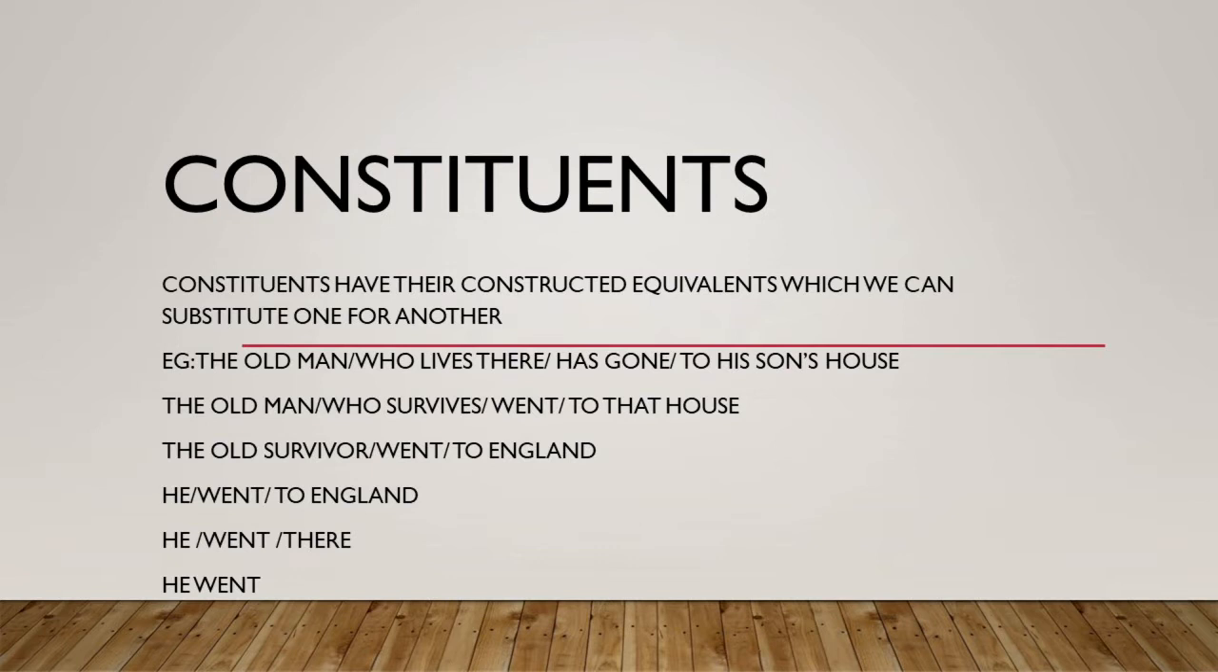We have done substitution again and it became he went to England. Again, he went there, which can be written as he went. So, by means of substitution, you have changed a sentence which had around 12 units into a sentence with just 2 units or 2 elements in it.